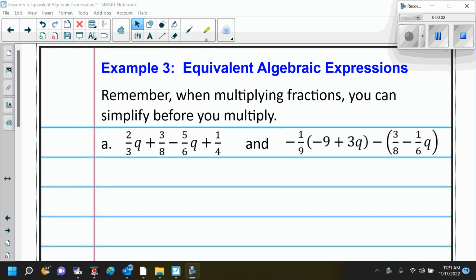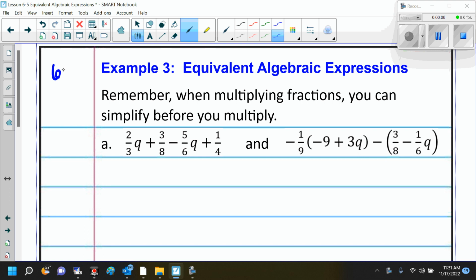So this is lesson 6-5, and this is part 2. This is the second part of the video. So example 3 is equivalent algebraic expressions. This time we are comparing expressions that have fractions, rational numbers.